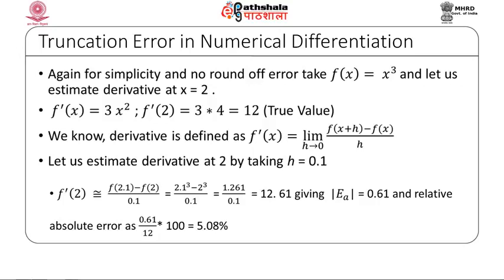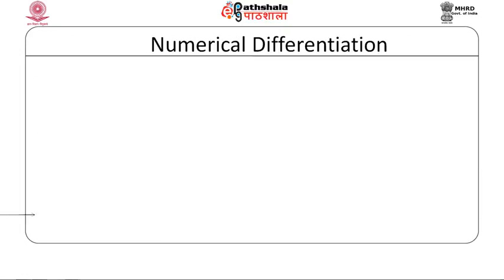If I take h to be 0.1 and try to find derivative of f at 2 using the formula f at 2.1 minus f of 2 by 0.1, h is 0.1, x is 2 here. So, f dash 2 estimate is 2.1 cube, because f x is x cube here, minus 2 cube upon 0.1, and the answer is 1.261 upon 0.1. So, 12.61. Actual value is 12. So, our absolute error is 0.61 and relative error is 0.61 by 12, because correct value we know is 12, into 100. So, error is 5.08%.